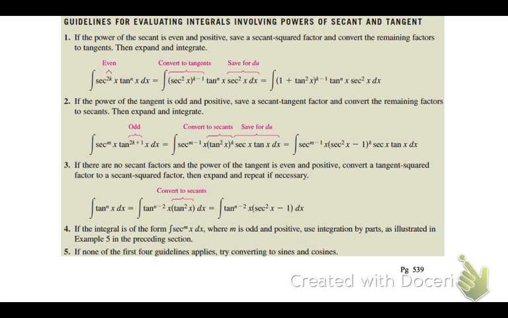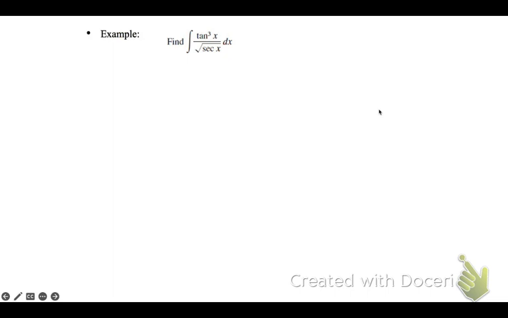Okay, if the tangent is odd, positive, which it is, save a secant tangent factor. So how do we save one? To save one means to factor it out, like to move it over.